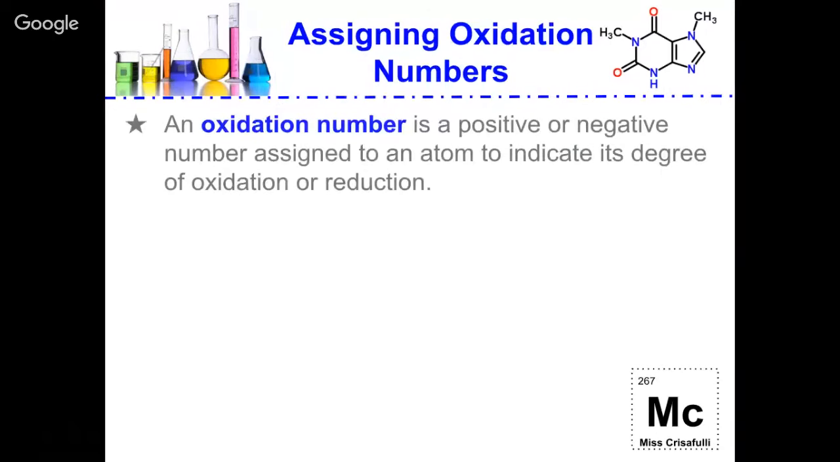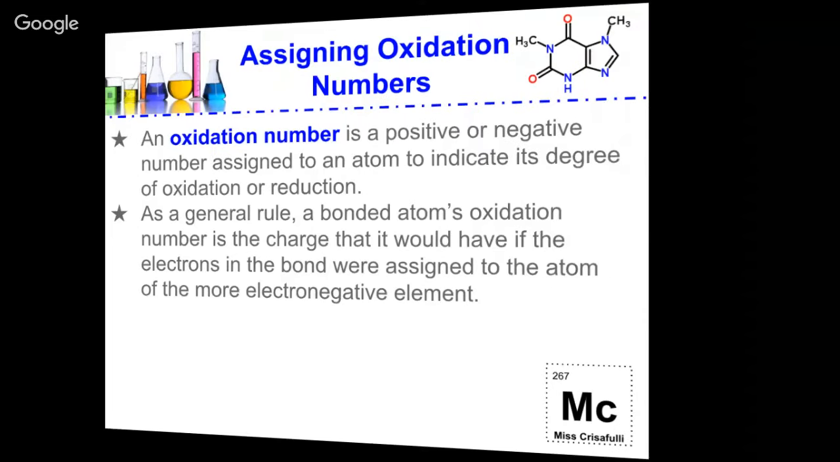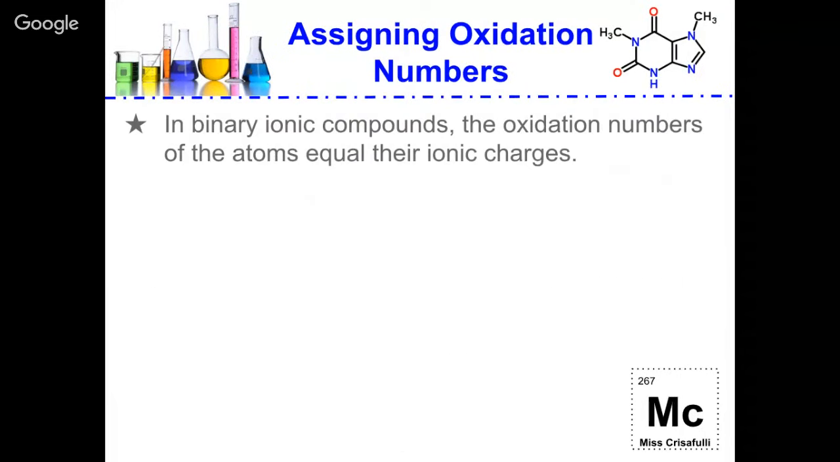So, an oxidation number is a positive or negative number assigned to an atom to indicate its degree of oxidation or reduction. As a general rule, a bonded atom's oxidation number is the charge that it would have if the electrons in the bond were assigned to the atom of the more electronegative element. So, in binary ionic compounds, the oxidation numbers of the atoms equal their ionic charge.